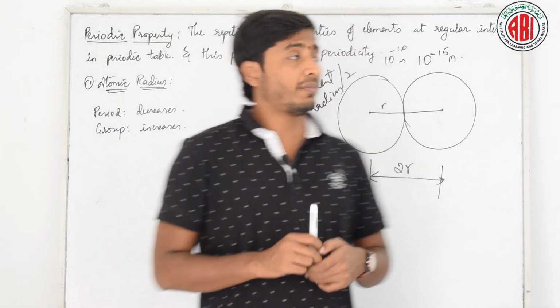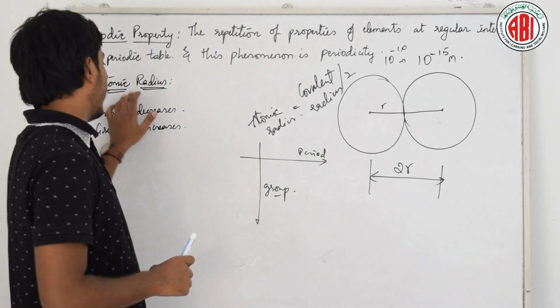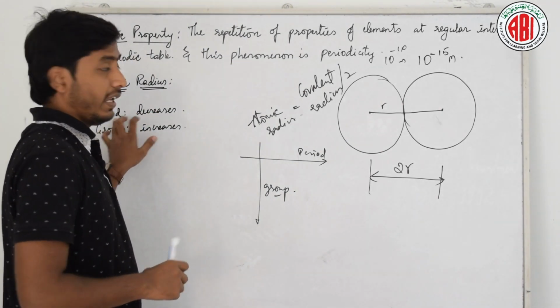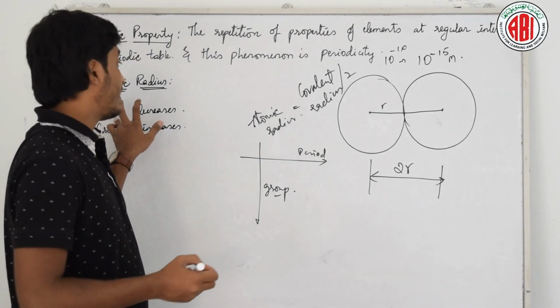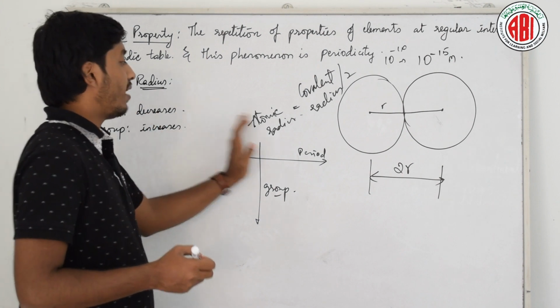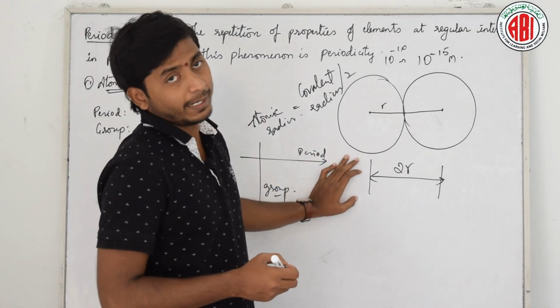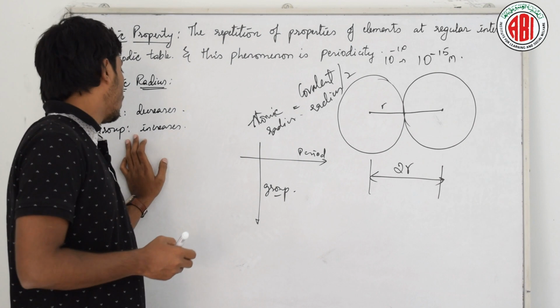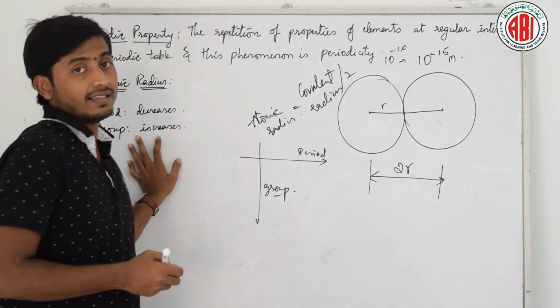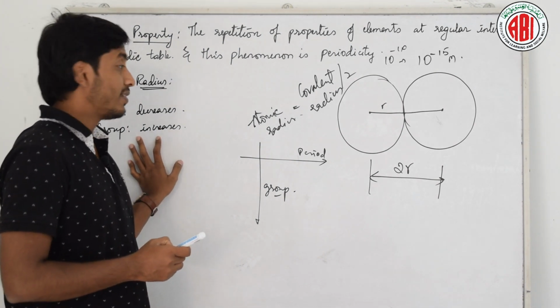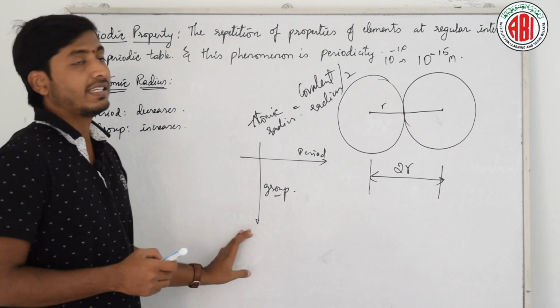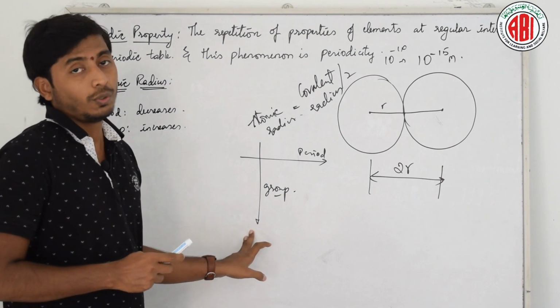Now tell me what to remember here. Atomic radius decreases in a period because the effective nuclear charge increases from left to right in a period. Whereas in a group, the atomic radius increases. Why? Because the effective nuclear charge decreases from top to bottom in a group.